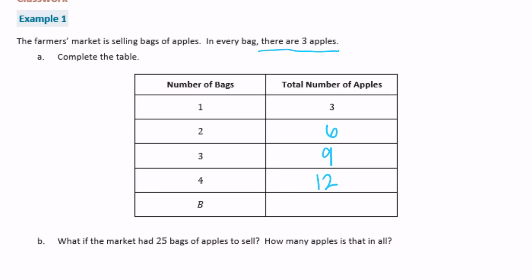What about B bags? What we were doing each time was multiplying by 3. So we could do 3 times B, or just leave it as 3B. So B bags would have 3 times B number of apples.